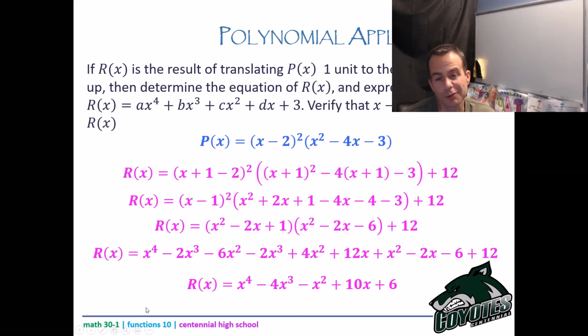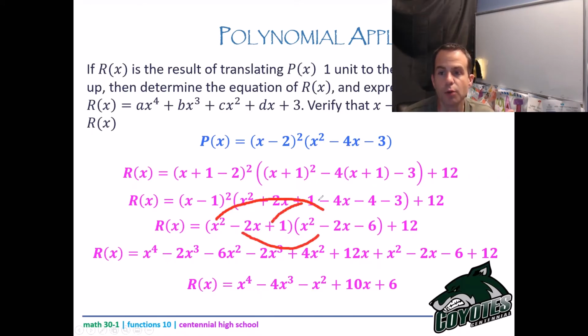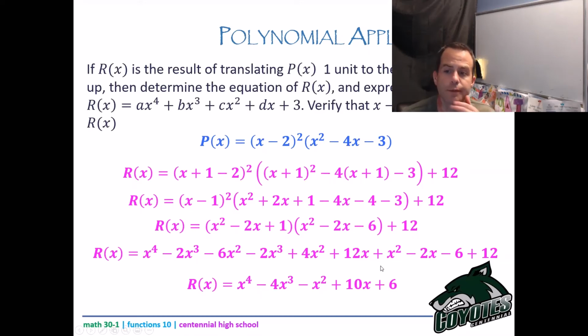But now, like really, I don't know if this is any easier than the last example I gave you, because now x squared has to be multiplied by everything there. Negative 2x has to be multiplied by everything there. 1 has to be multiplied by everything there. Okay? And then that gives me x to the 4 minus 2x cubed minus 6x squared minus 2x cubed plus 4x squared plus 12x plus x squared minus 2x minus 6 plus 12. Combine like terms, I end up with the same r of x.